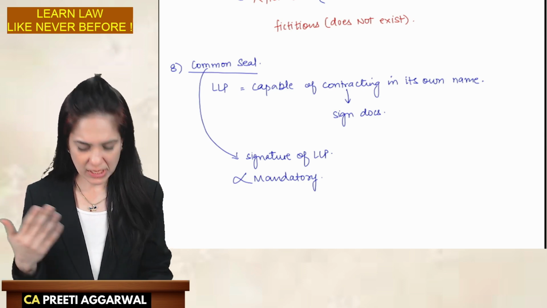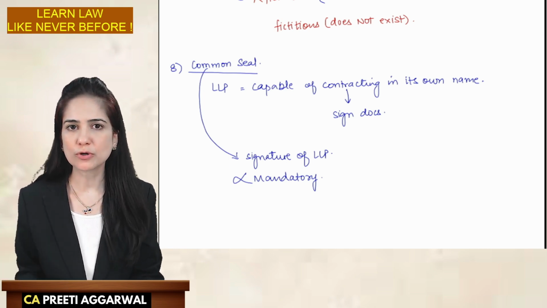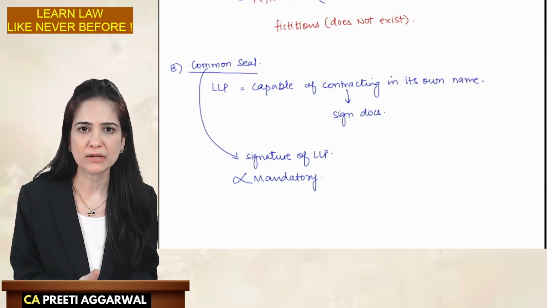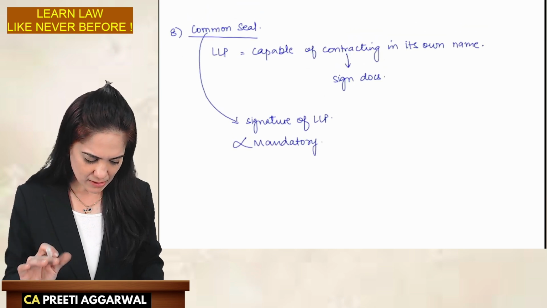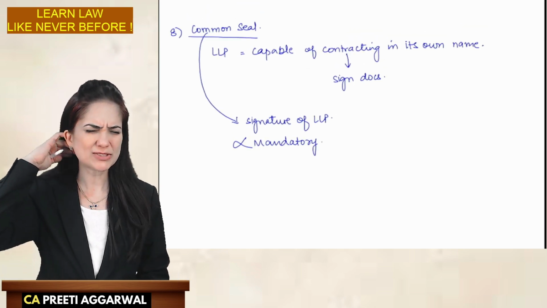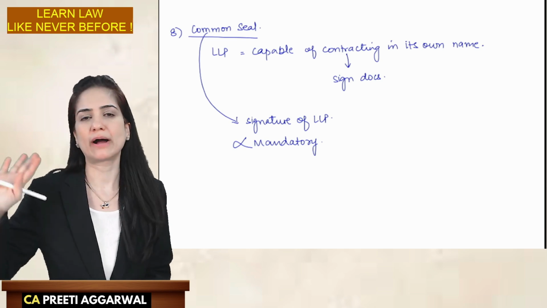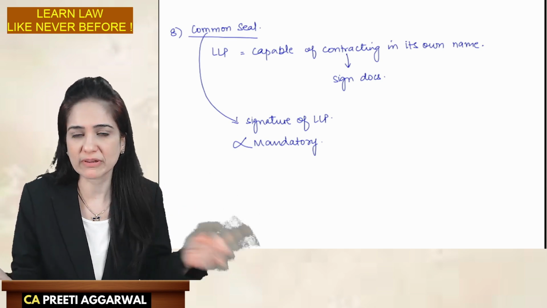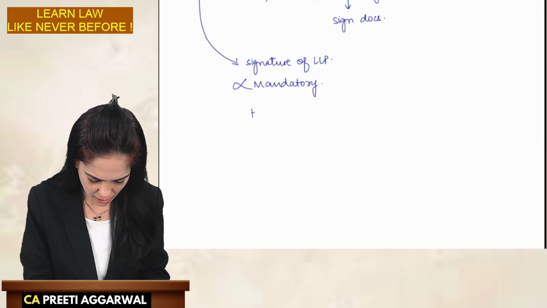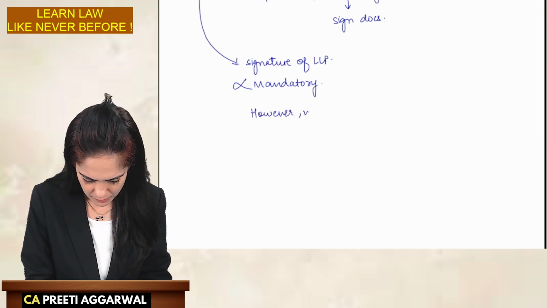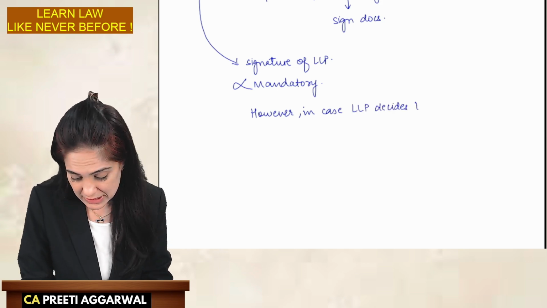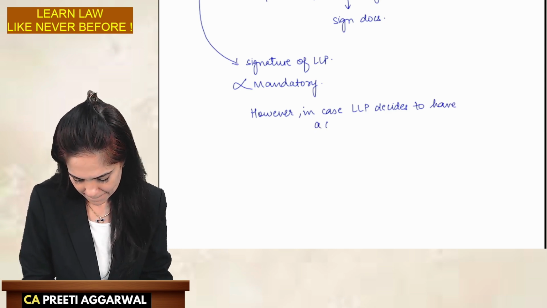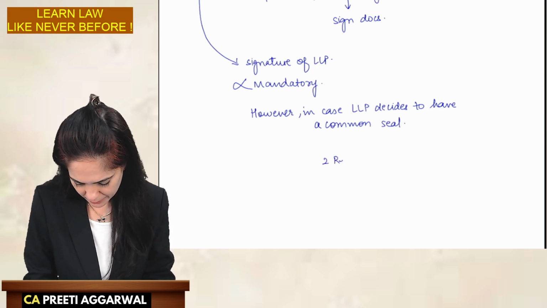Because LLP is capable of contracting in its own name, it can enter into contracts. And because you're entering into contracts, you need to sign. Why do you need a common seal nowadays when everybody knows how to sign? So the common seal is considered a signature of LLP, but it's not mandatory. But what if I want to have one common seal? In case LLP decides to have a common seal, then there are two requirements.